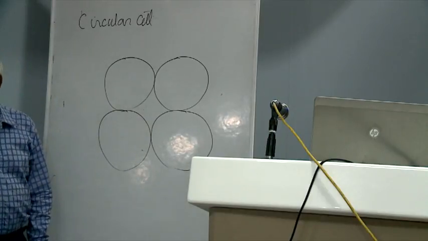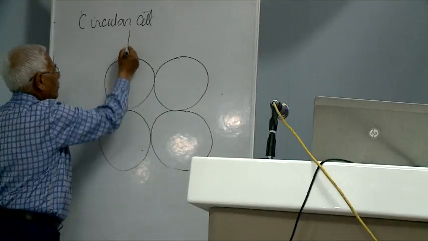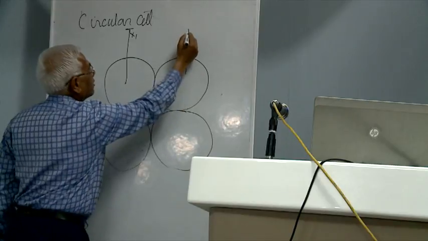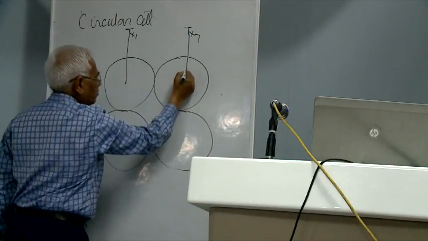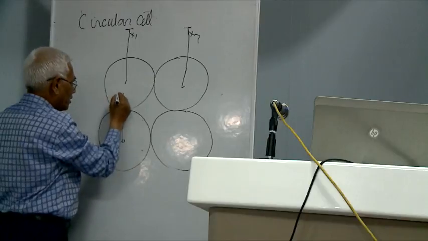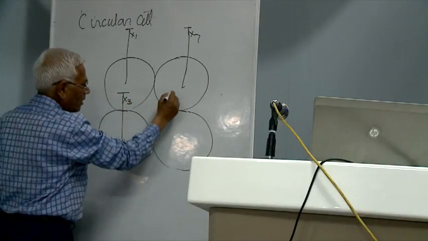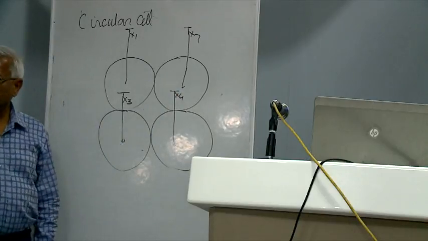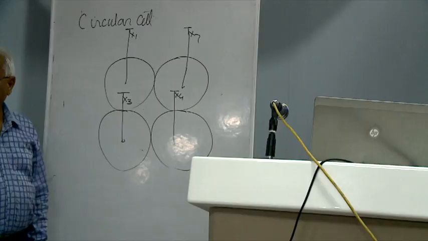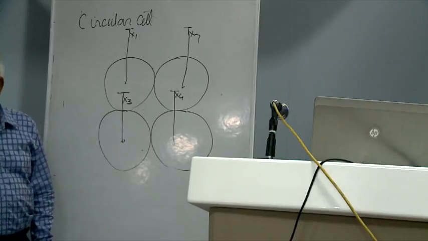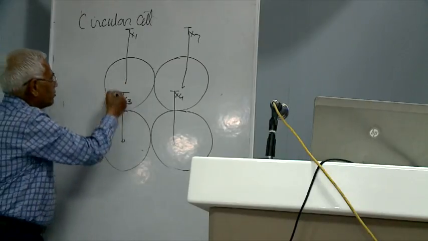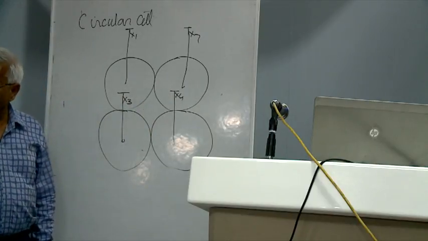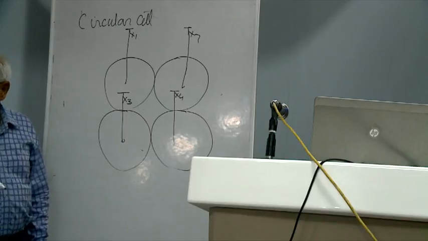Each cell has its own transmitter, a transmitting tower. At the center, this is TX1. This is TX2 center. This is TX3 and this is TX4. You know that your signal should not go outside the boundary of the cell, meaning the signal should remain within this boundary, because this was the condition for mobile communication.